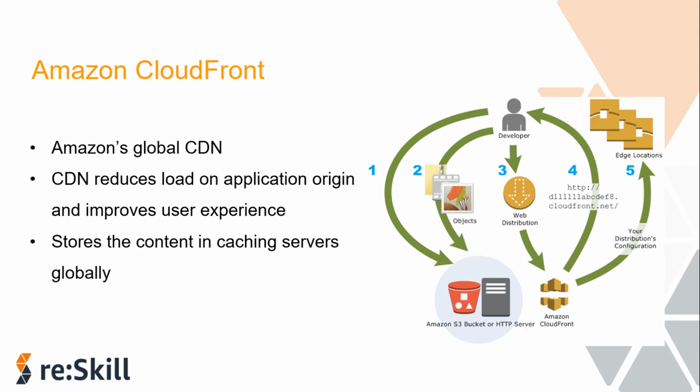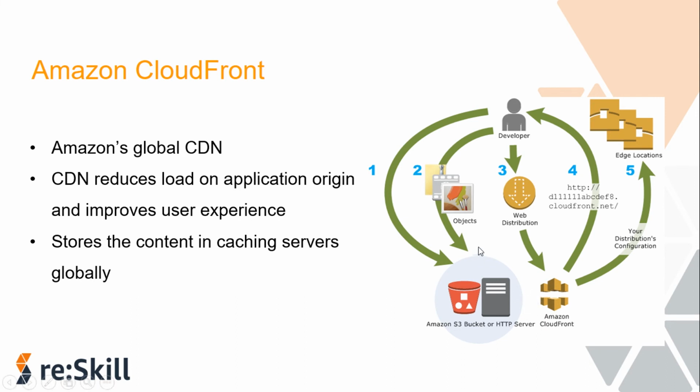This eventually reduces the load on your application server because most of the time the request will be served through the edge location itself, and it won't have to go to the origin every time. Common examples of the origin are this S3 bucket or HTTP server that you have identified as a source for the definitive version of your content.